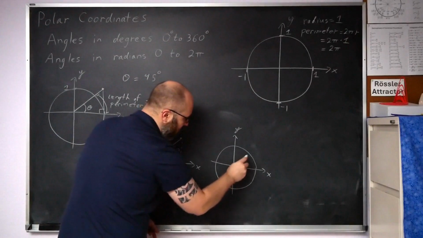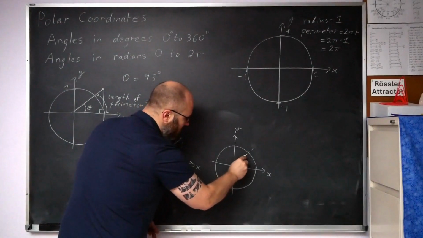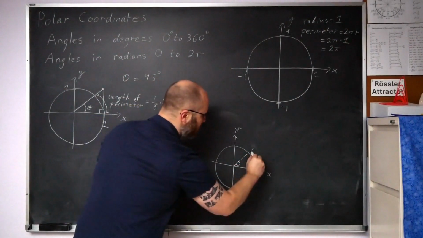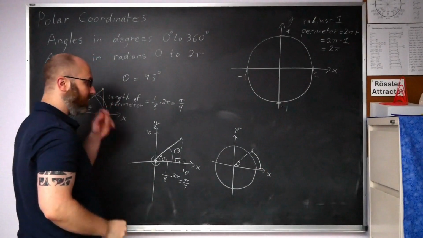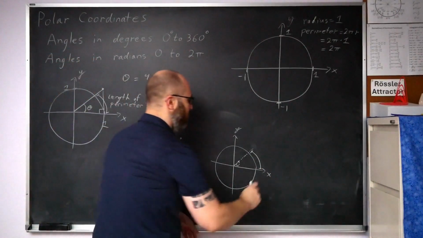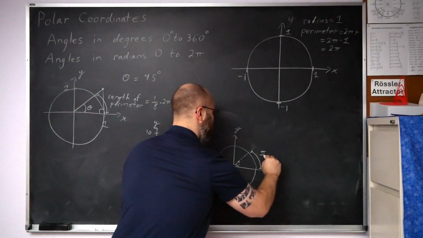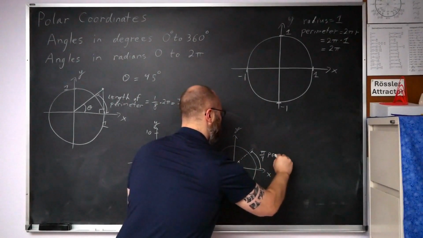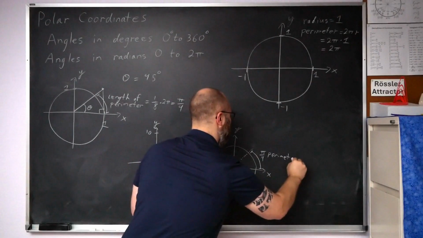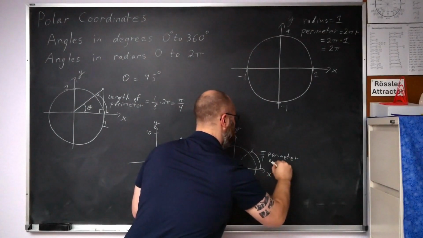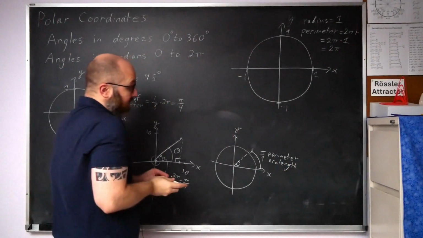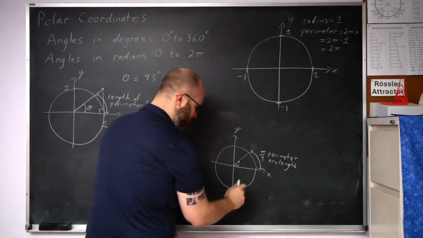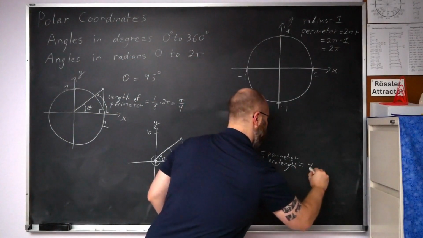And if I extend out the side of this triangle, I'm still going to be looking for the perimeter length along the unit circle there, which is still pi over 4 perimeter arc length. And it's still the same number of degrees. This is still 45 degrees.